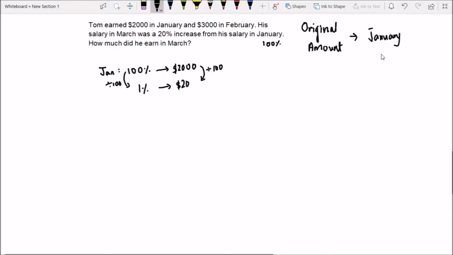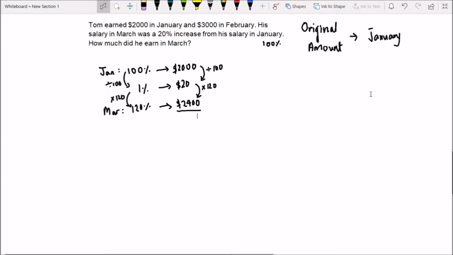This prevents confusion, because many students tend to get confused about whether to take 2,000 divided by 100 or to take 100 divided by 2,000. We can use the same technique to find 120% of January, which is $2,400.